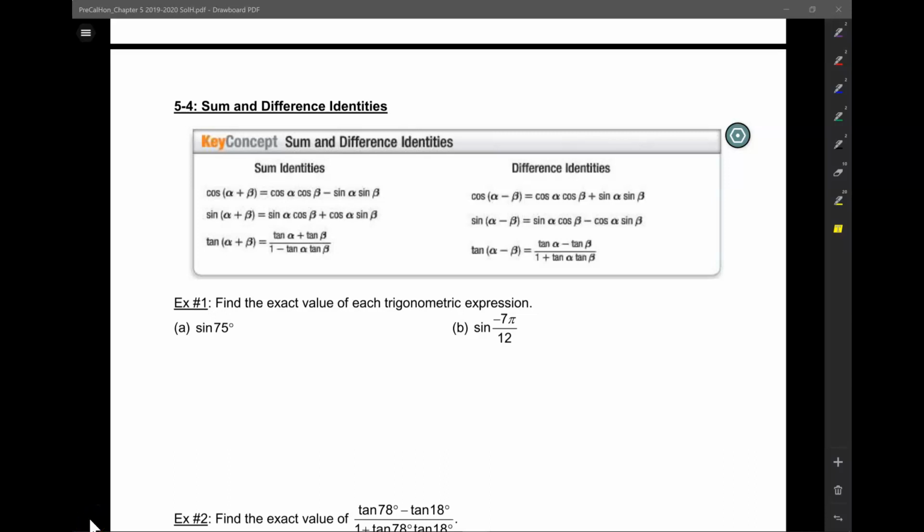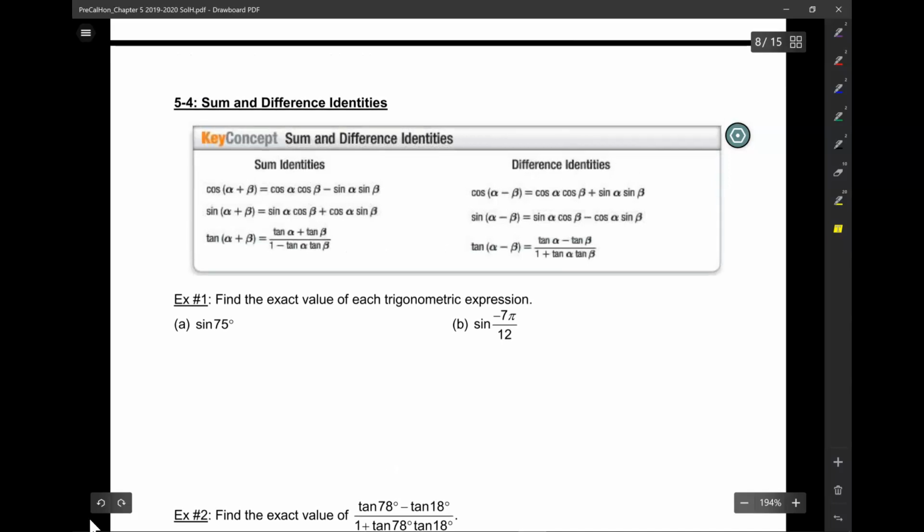So in section 4, we get a whole new batch of identities, and they're called the sum and difference identities. What that refers to is, if you look here at the first identity, you have cosine of the sum of two things, right? And if you look to the right of that, you have cosine of the difference of two things. So it's really important that here you have cosine of the sum of two different angles, or the difference of two different angles.